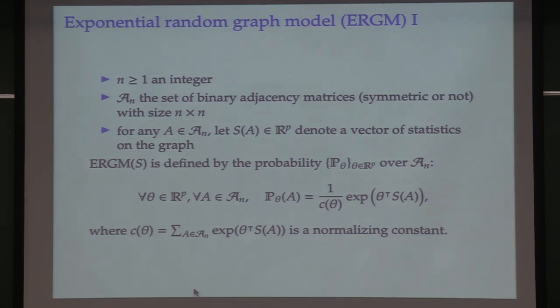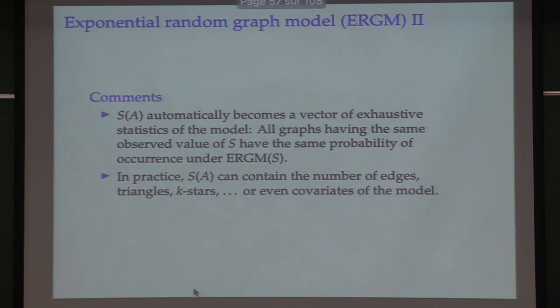But there are plenty of methods in statistics to deal with a probability distribution known up to a normalizing constant. You just do something like Gibbs sampling, things like that, and you can get rid of the problem of this normalizing constant being unknown. So, in practice, what can you choose for the vector of descriptors S?